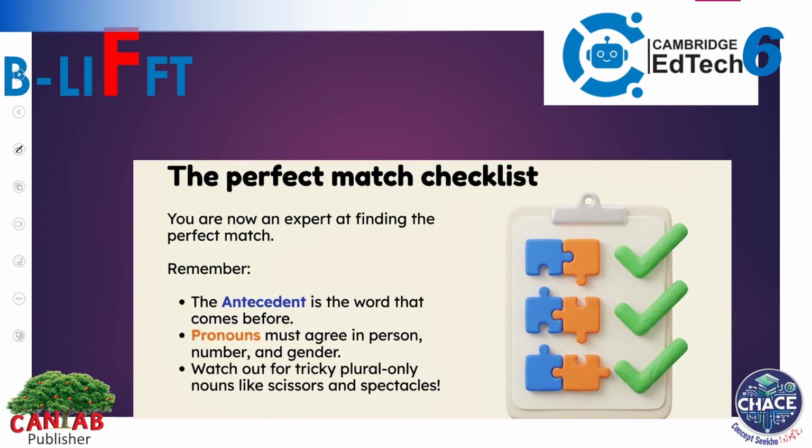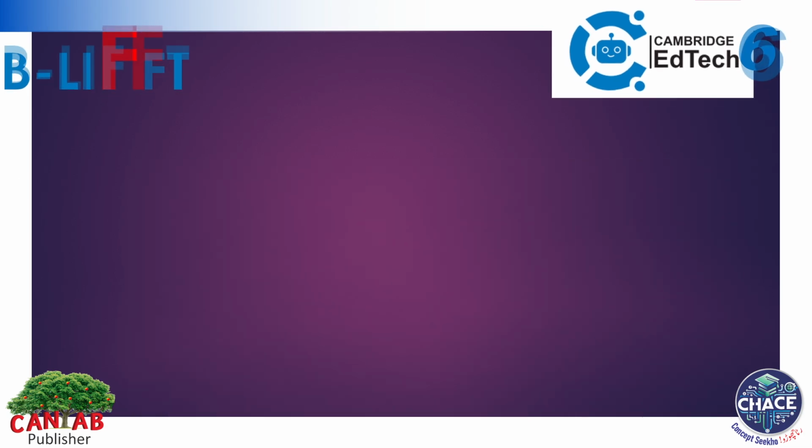Let's see the summary of our lecture. Remember, the antecedent is the word that comes before. Pronouns must agree in person, number, and gender. Watch out for tricky plural only nouns like scissors and spectacles.